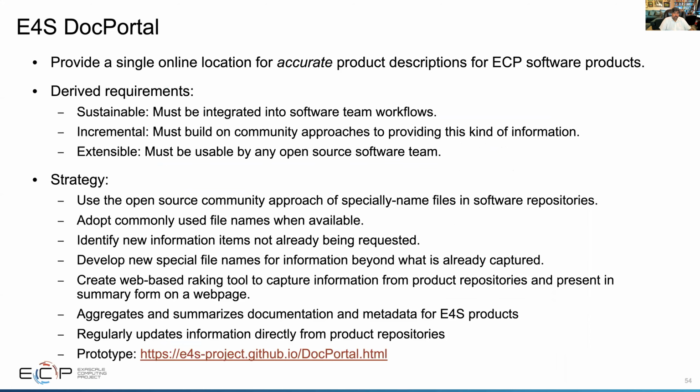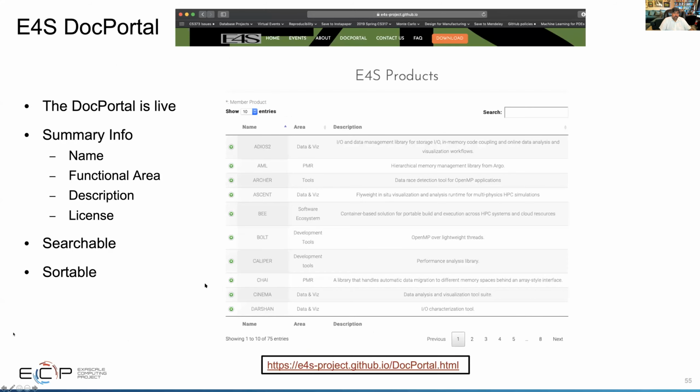And you can find more information about this. We rake the repositories for different products and then extract information from them for things such as the README files, the change log, and other product specific information. Different products can customize this by creating a .e4s directory and having a file that our doc portal reader can access.